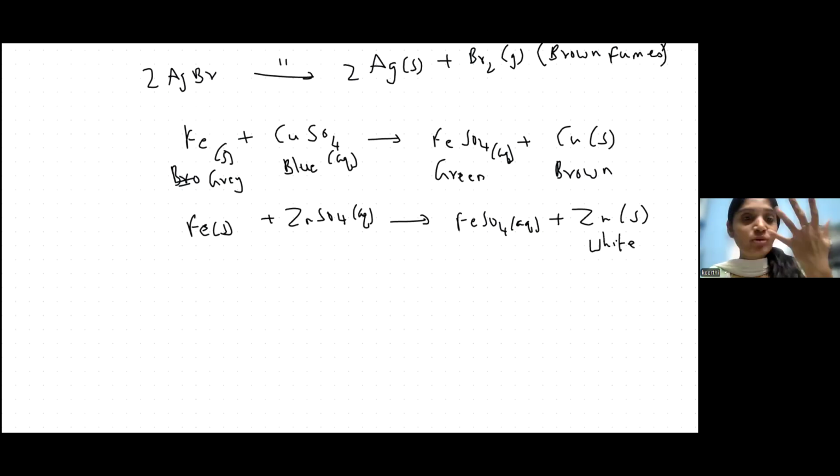Wherever there are particular colors to be remembered, I'm writing them. You can check with them. Iron is already gray, so I didn't write it again.